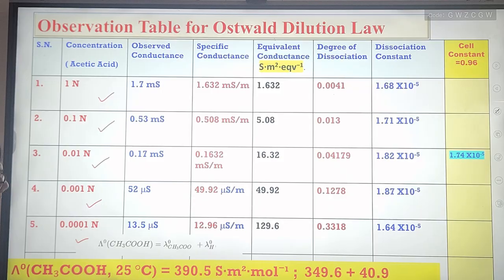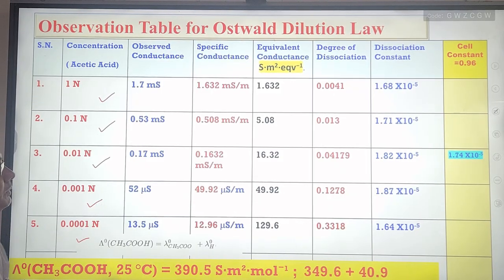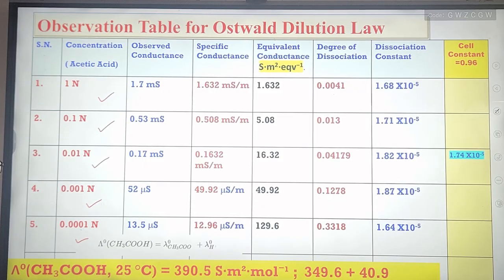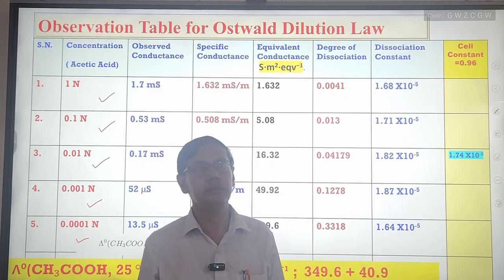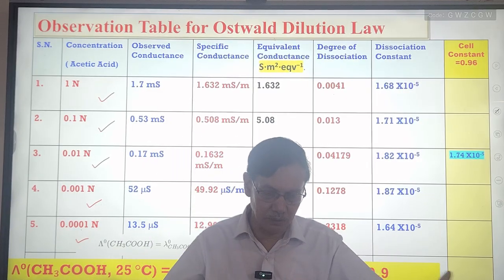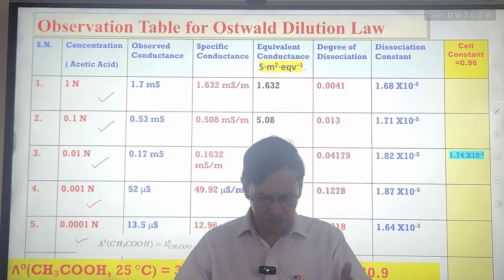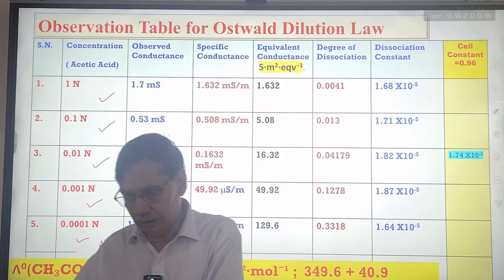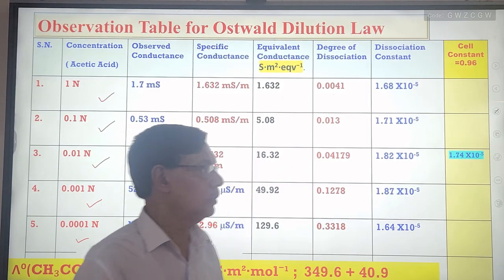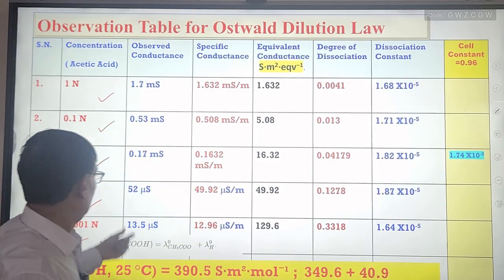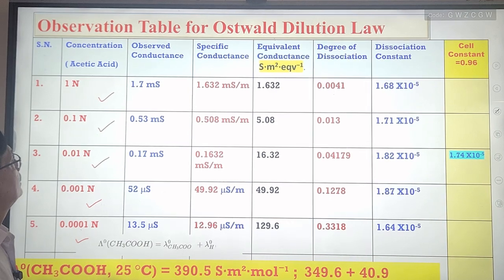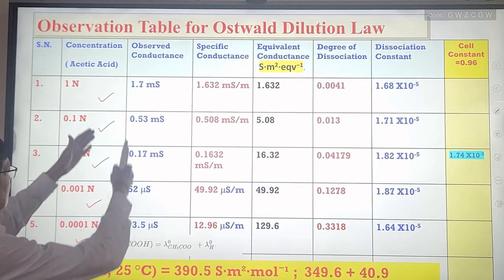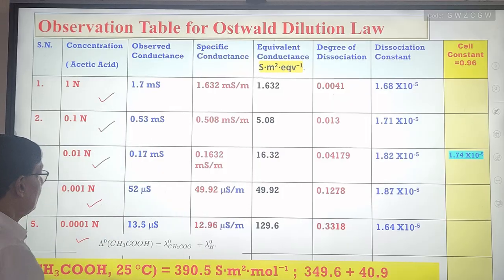And with the help of a simple conductivity bridge, you measured the observed conductance. You have seen in my practical class there are two conductometer bridges. One is available in my research lab, another is in your practical lab. We have used the conductometry bridge of my research lab, so you are getting similar values.